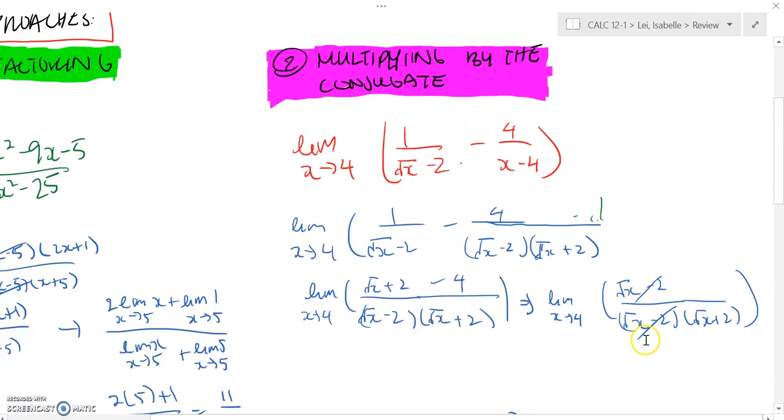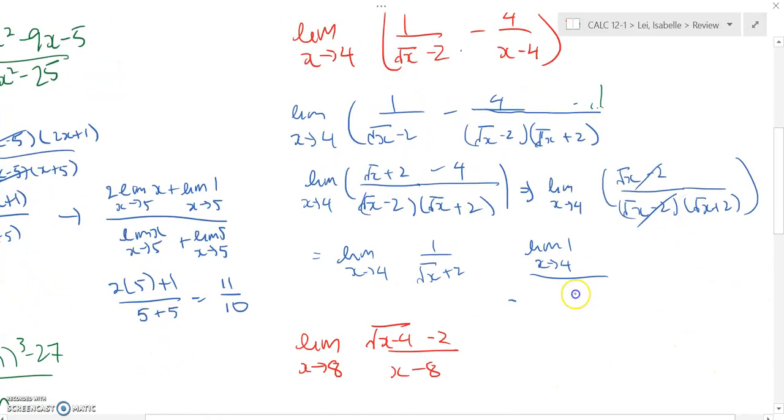So these 2 can then cross out, so then we're just taking the limit as x approaches 4 of 1 over root x plus 2. And if we plug that in, that's the limit of 1 as x approaches 4 divided by the limit of root x as x approaches 4 plus the limit of 2 as x approaches 4, which equals 1 over root 4 is 2, plus 2, equals 1 over 4.